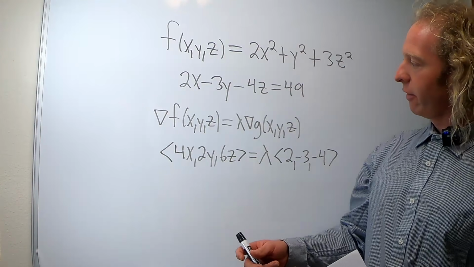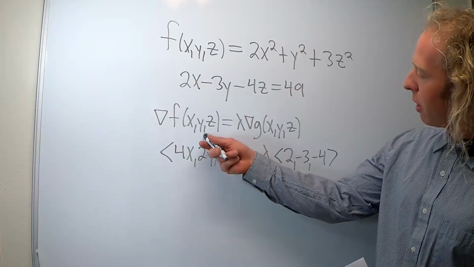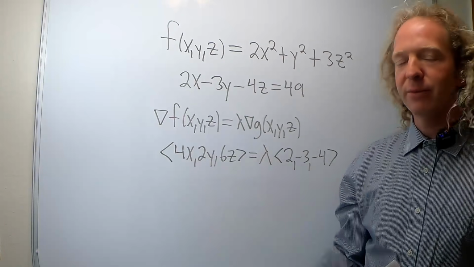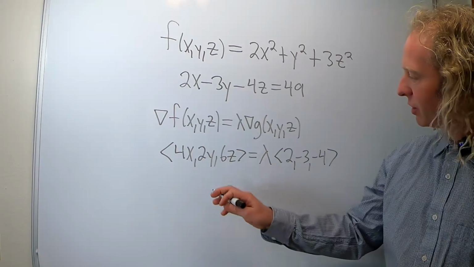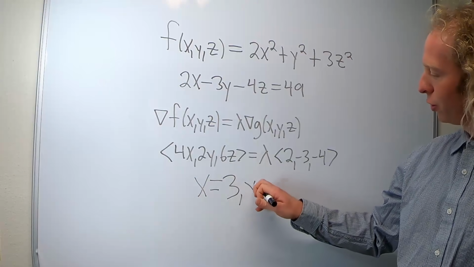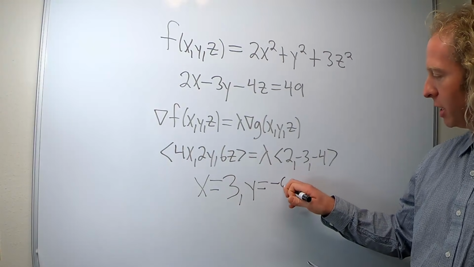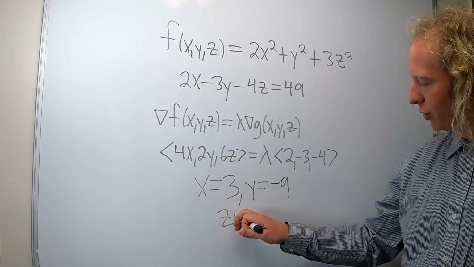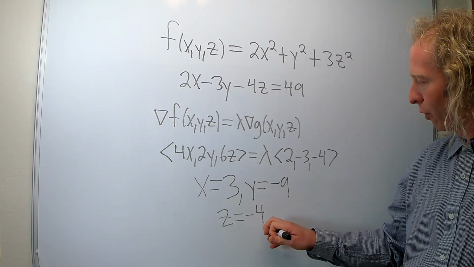And so we have that the gradient vectors are parallel, and then from this it's easy to see that x is equal to 3, y is equal to -9, and z is equal to -4.